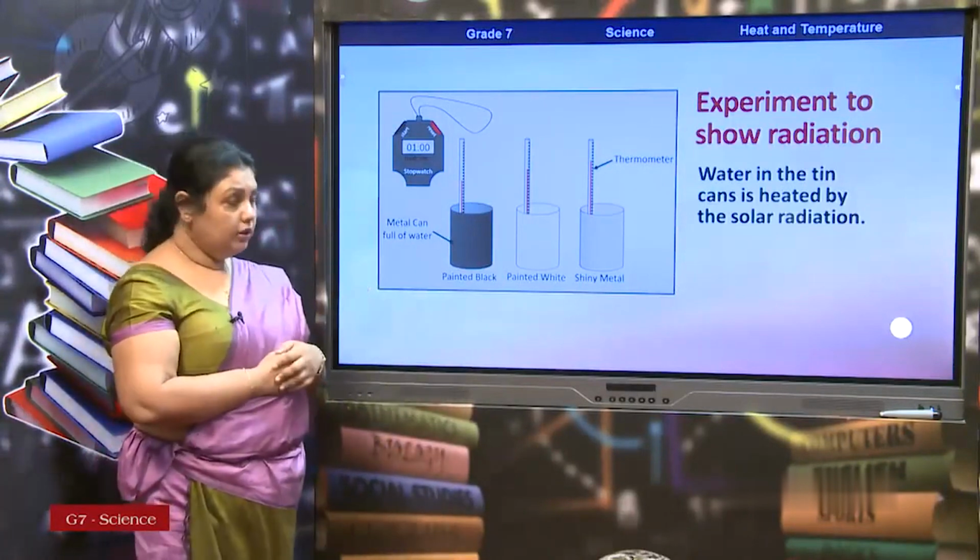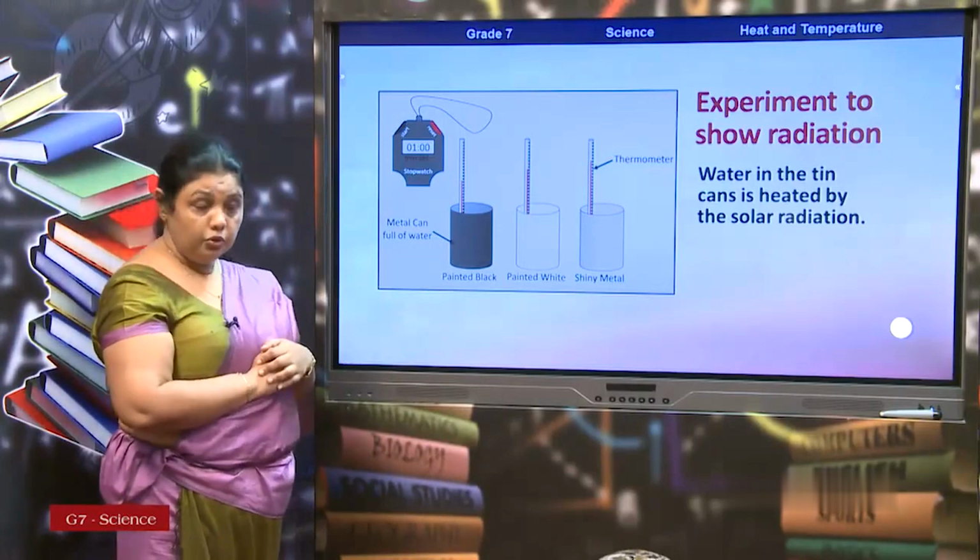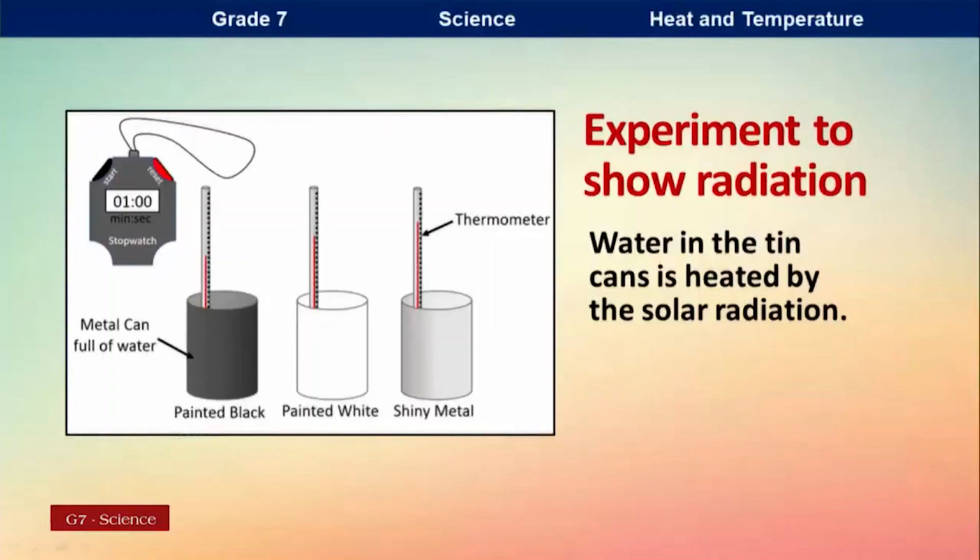This experiment shows how radiation works. What you do is you take 3 cans. One is painted black, the other one is white, the other one is shiny metal. All are at the same temperature, filled with the same amount of water, right? Then the water in the tin cans is heated by solar radiation. This is kept in sunlight, children.